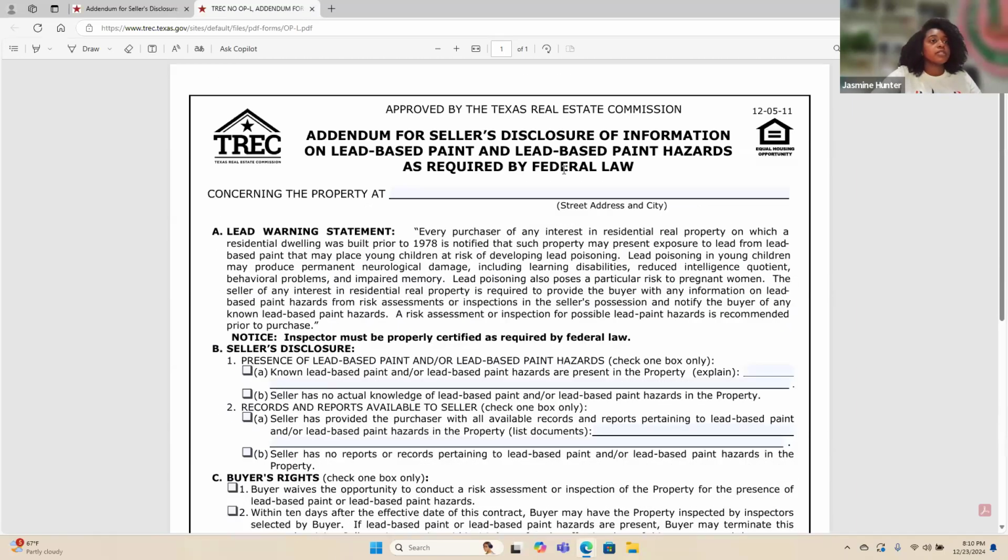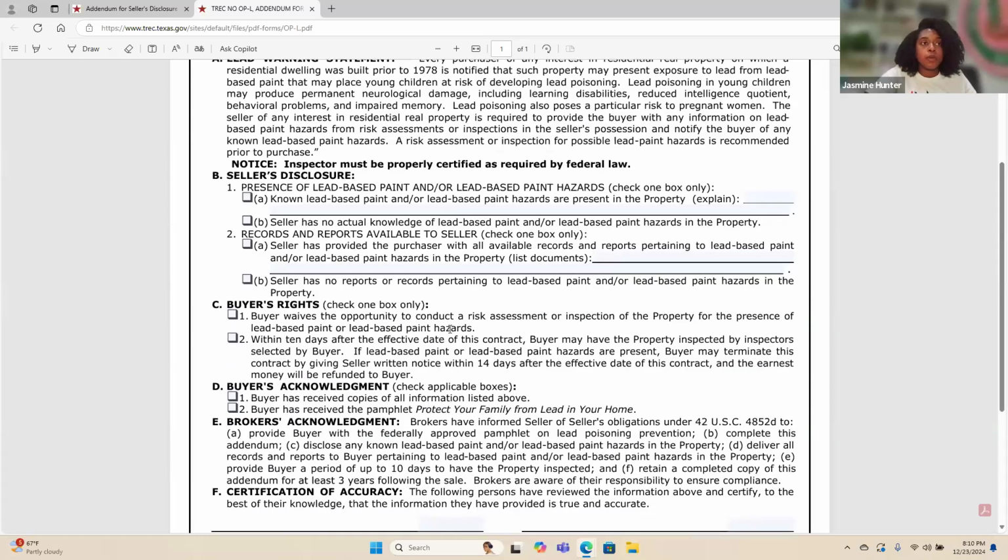So on here, this is saying any house that was built prior to 1978, there is a chance that lead is inside the paint, hence the name lead based paint addendum. The sellers are disclosing A or B, whether they know about there being a presence of the lead or they don't have any clue, or they have records of the lead and they know what's going on here, or there are no records because there is nothing that they know about. So they're clicking one of those.